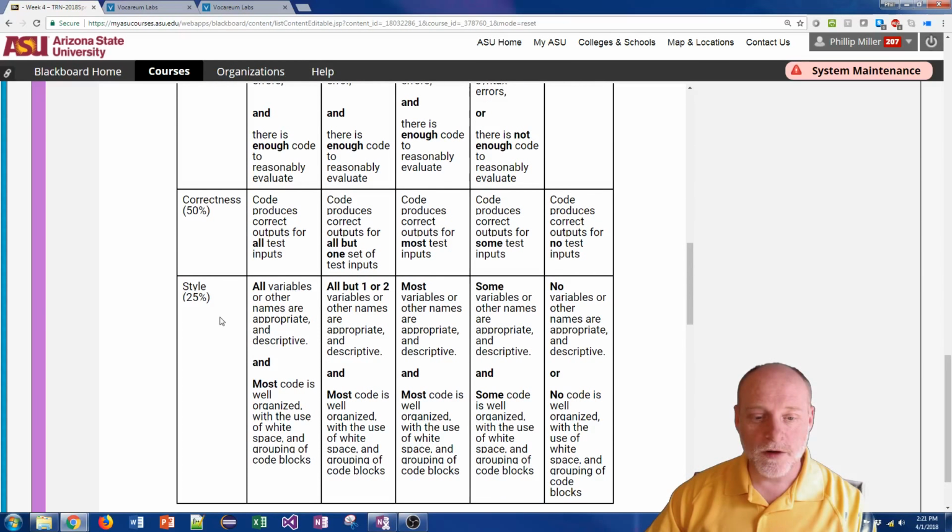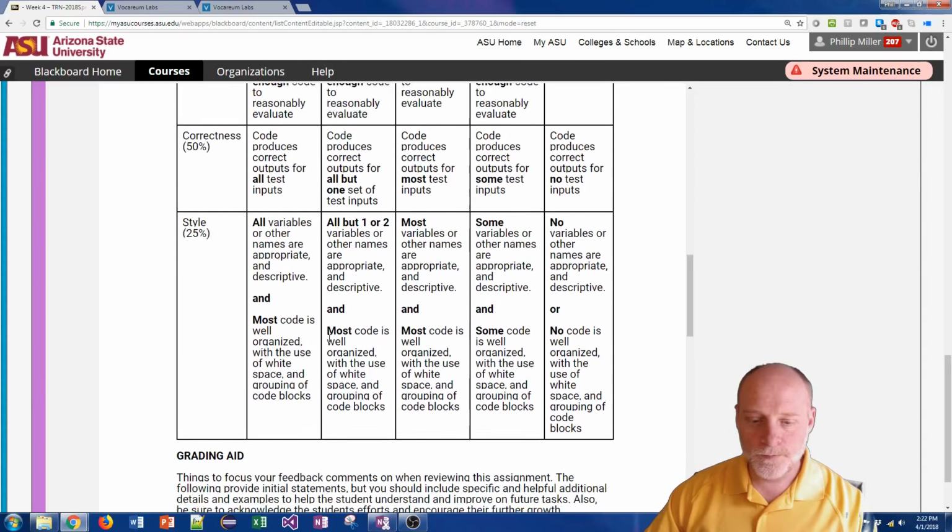And the last part of the criteria is the style, which is also 25%, and this covers the naming of the variables, the use of variables to name things, and just basic organization of the code using white space. So maybe leaving a blank line between where they collect the inputs and then another blank line after they do their processing before they do their outputs, that kind of thing.